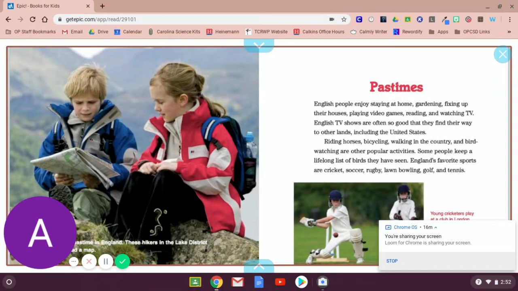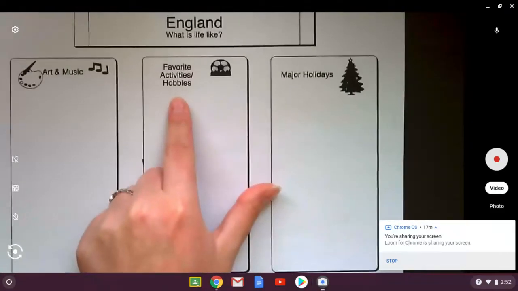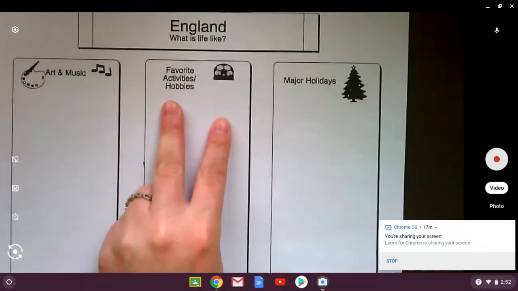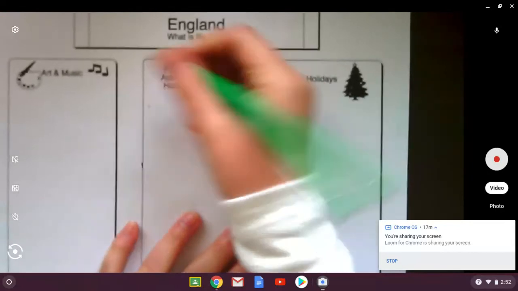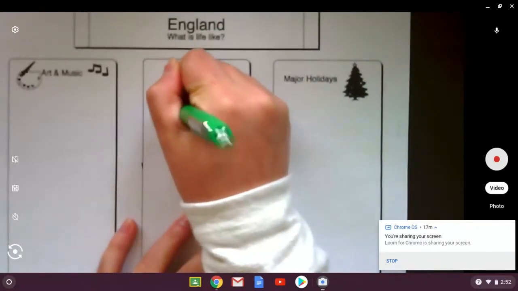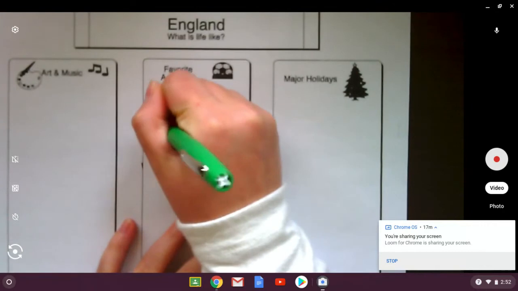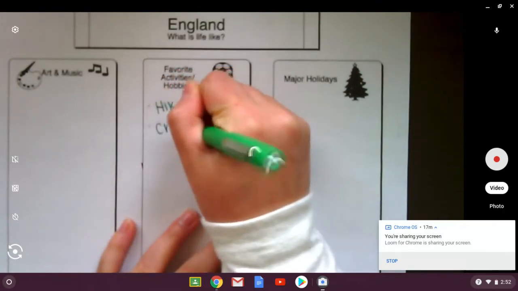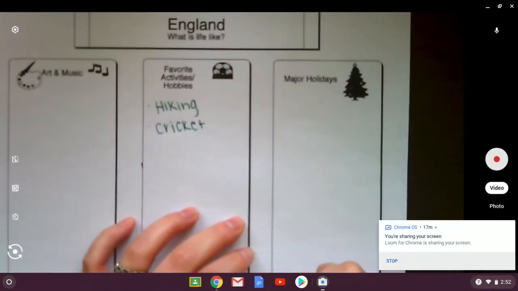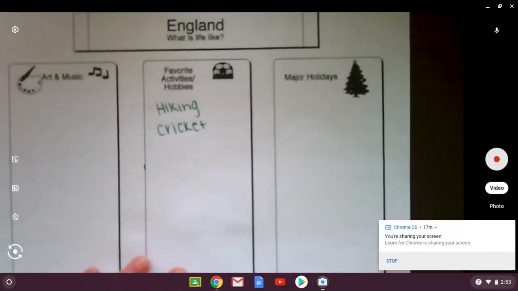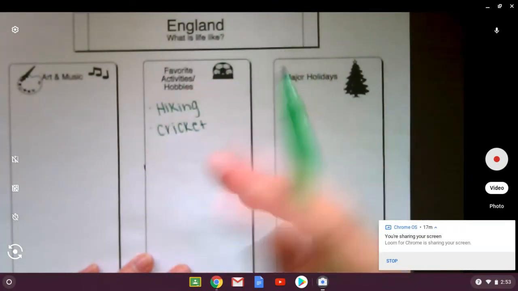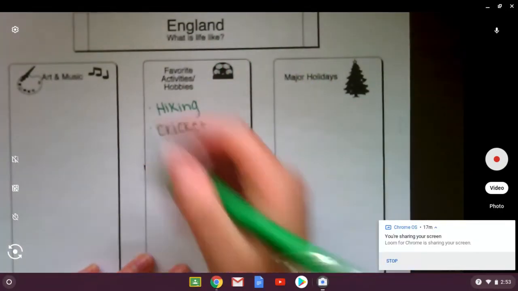Now go ahead on your graphic organizers and find the part that says favorite activities and hobbies. And it looks like this. Now again, I remember those two pictures, which can also help me record without having to look back at my book. And that was hiking, cricket. Okay, those were those two images that also had those labels or captions to help me gain more knowledge and put an image to what the facts were talking about.